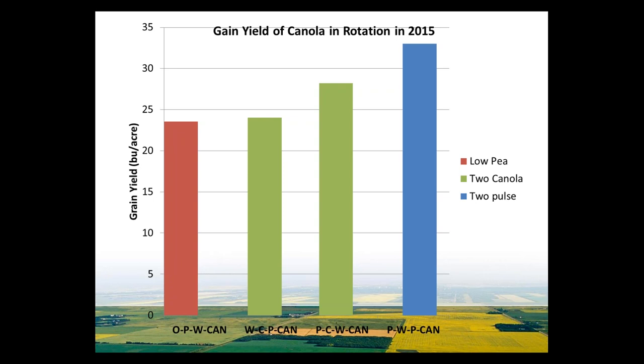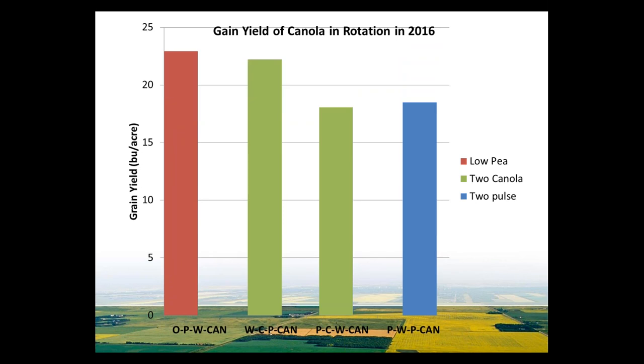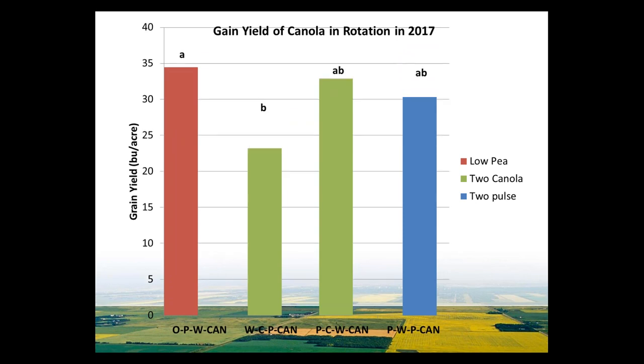And over here, we have two peas in the rotation with canola after it. In 2015, there was a slight benefit to the two pulse rotation, but it reversed in 2016, and in 2017, a bit of a mixed match. But over the last couple of years anyway, this rotation has stood up the best, even in the dry year 2017 and the wet year of 2016. So it seems to be the most consistent, but that just might be because of my preference for that, and we'll see what happens in the future.